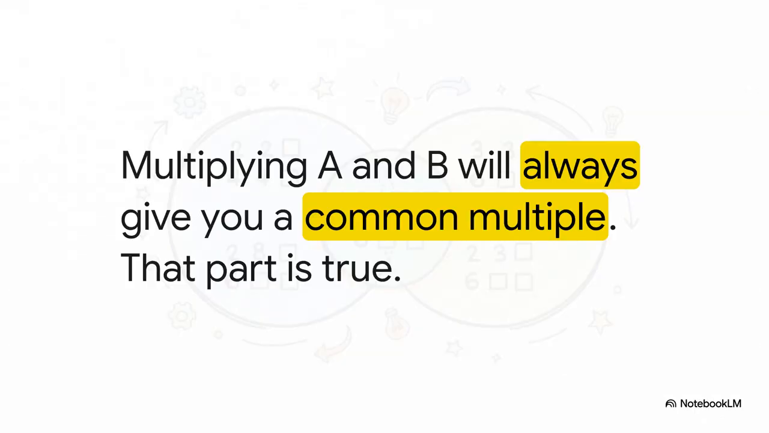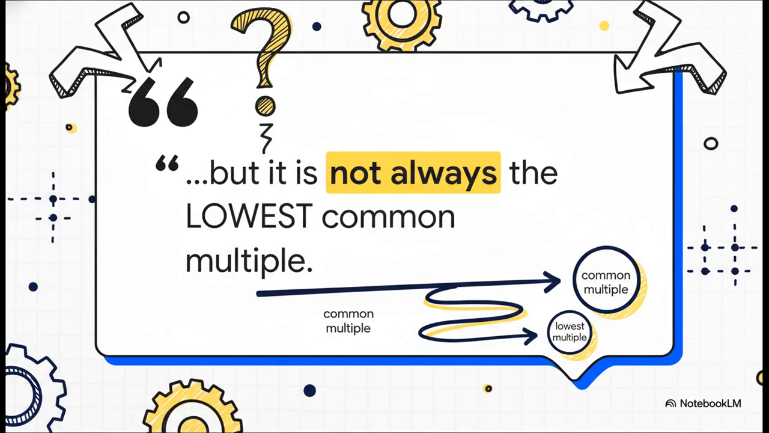So what gives? Here's the key. Multiplying two numbers together will always give you a common multiple. That part is true. 60, for example, is definitely a multiple of both 6 and 10. No doubt about it. But, and this is the huge but, it is not always the lowest common multiple. See, it gives you a meeting point, but it's not guaranteed to give you the first one. And that's why this little shortcut can get you into trouble.